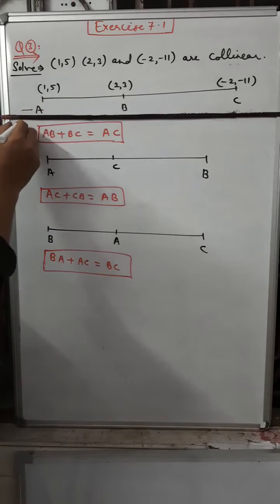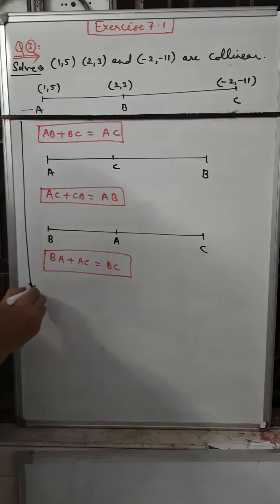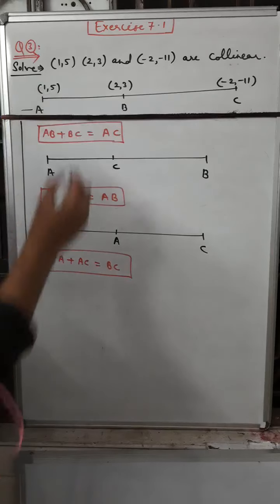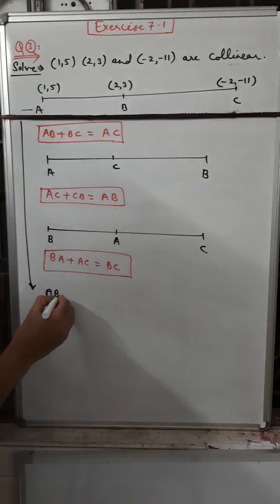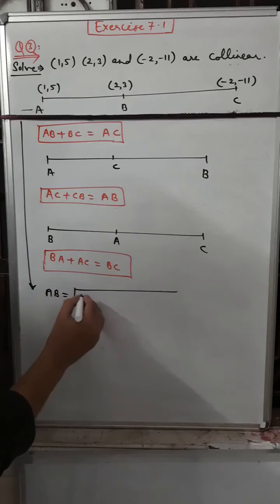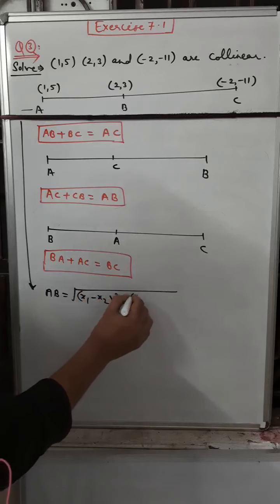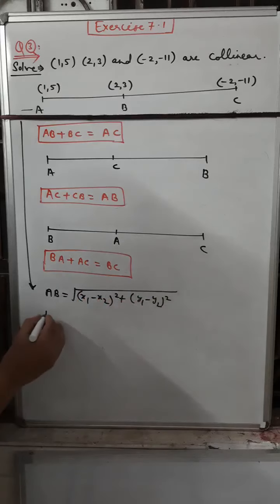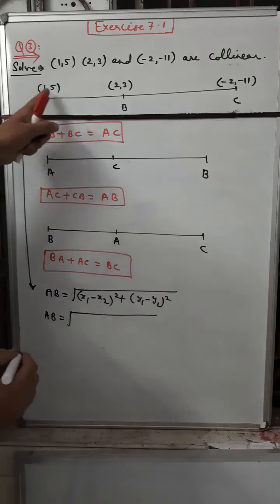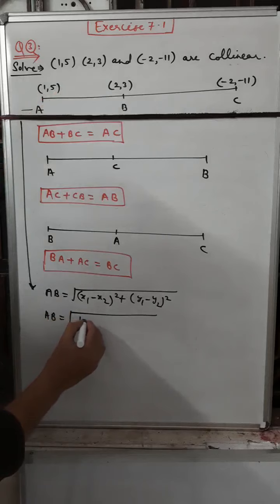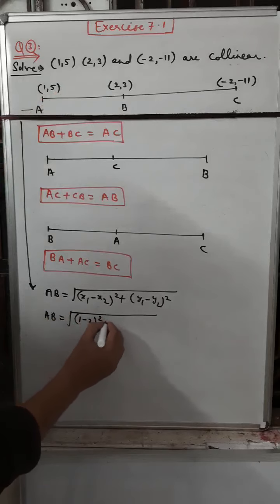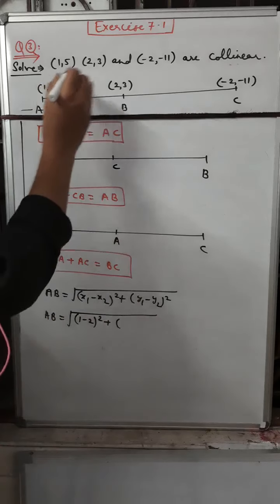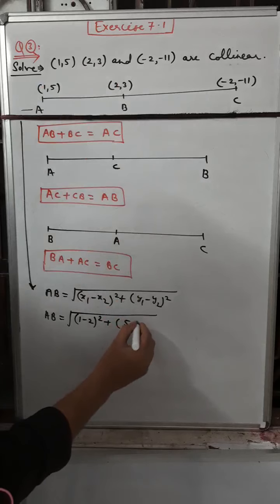Suppose this one is the beginning condition we are trying in there. So AB, how to find out? You know the formula: x1 minus x2 whole square plus y1 minus y2 whole square. So put the value here, x1 minus x2, how much? 1 minus 2 whole square and plus 5 minus 3 whole square.